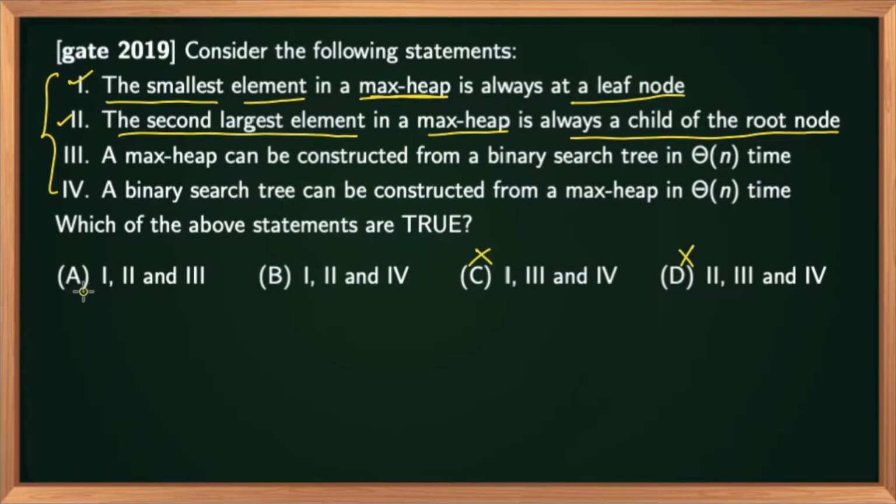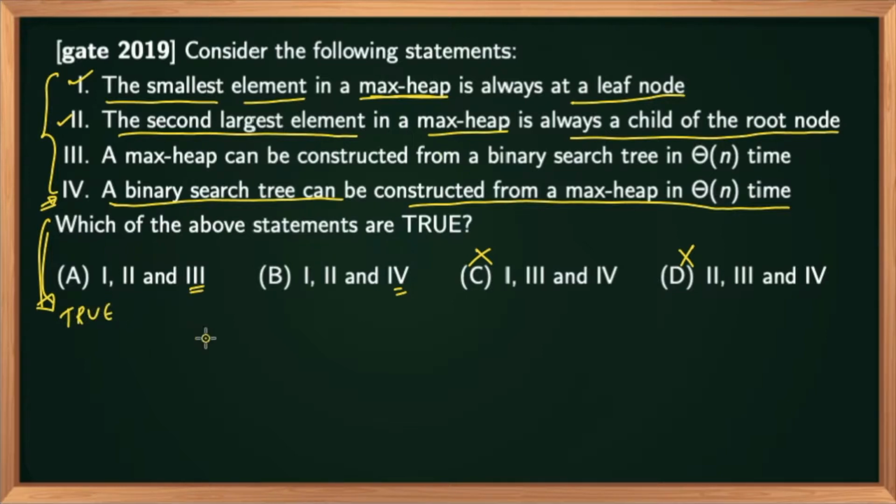Now if you see, you have A and B, and the difference here is the third and fourth statements. So one of these should be false, right? So let's see the fourth choice. What it says, this is a very important property: a binary search tree can be constructed from a max heap in order of n time. Let's assume this statement is true. We'll prove that this is false, but let's assume it is true.